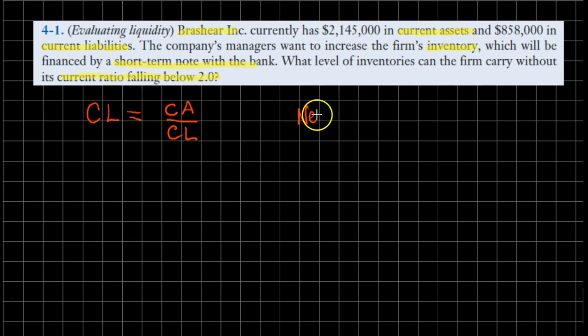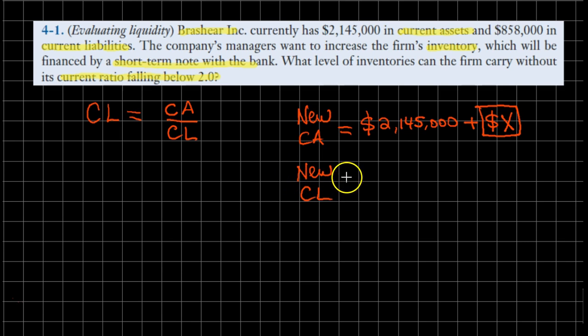So the new current assets is equal to previous current assets of $2,145,000 plus an addition of X. Let's call the amount borrowed from the bank X dollars, and we use all that money to increase the inventory. Well, after the financing, our new current liabilities would also change. It would increase from $858,000 to $858,000 plus X dollars. And that would do it.